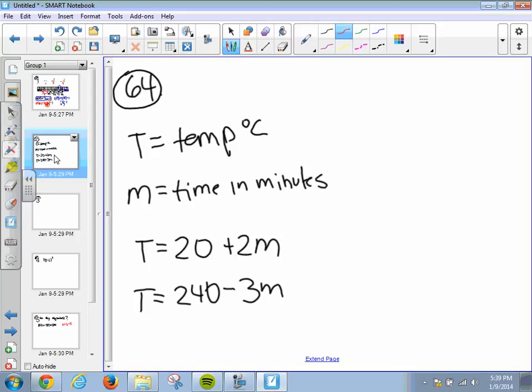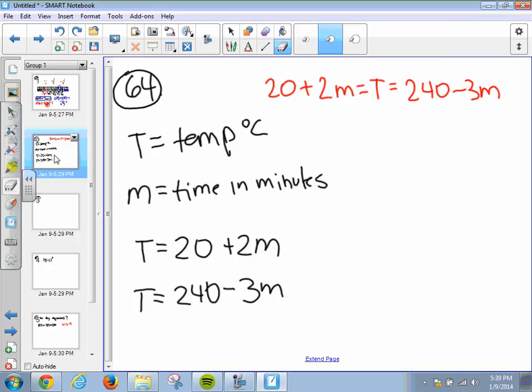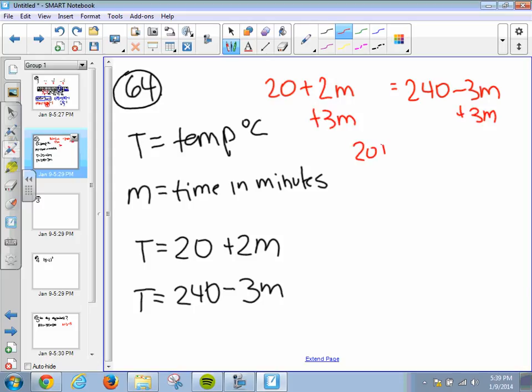What I mean is that I know that 20 plus 2m is equal to T. And the same way, I know that T is equal to 240 minus 3m. So what I really know is that those two things are equal to each other. So from here, I'm going to get my variables to one side first. I'm left with 20 plus 5m equals 240.